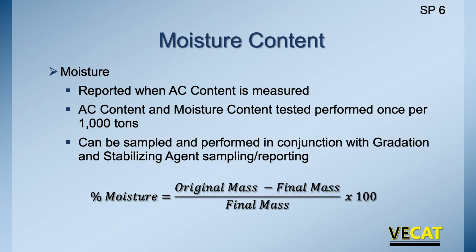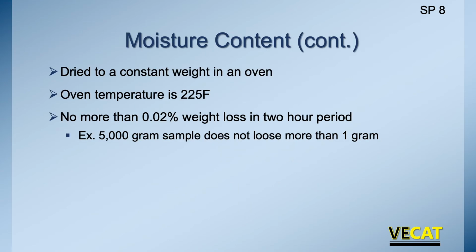And here's just the simple formula. We have the original mass, how many grams of material. We dry it. We have the final mass or final grams of material, and then that difference is divided by the final mass to come up with the moisture percentage. And that moisture percent, again, is very vital, so when it goes out to the field to be compacted, that it is correct. So we're drying it to a constant weight in an oven.